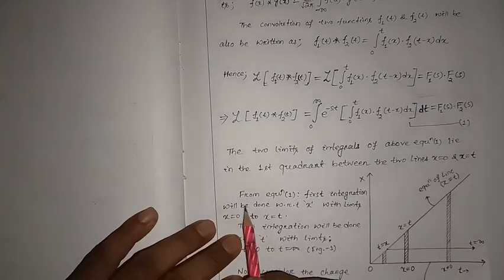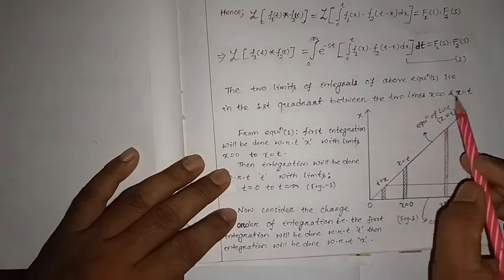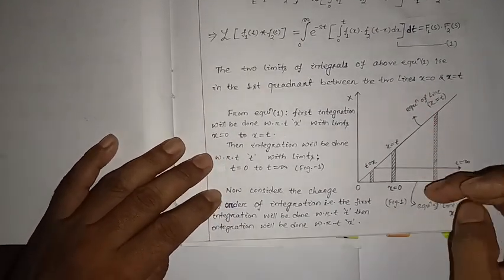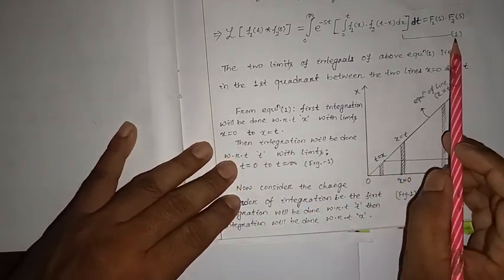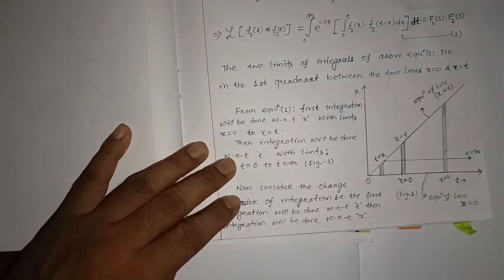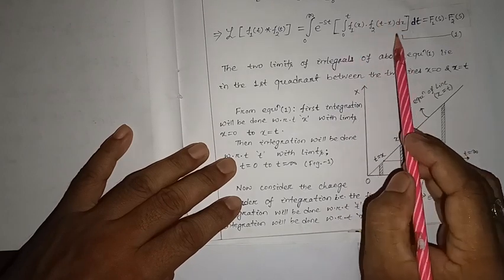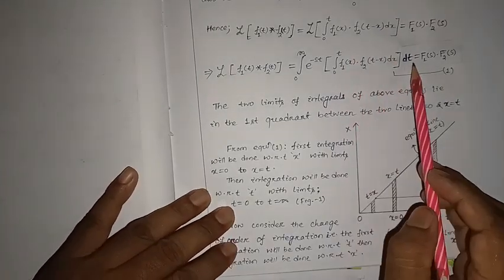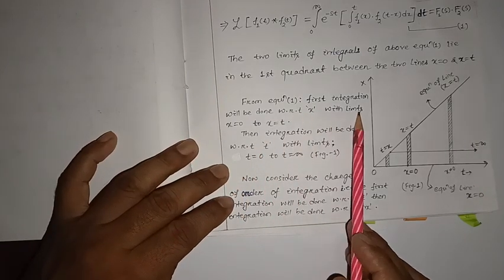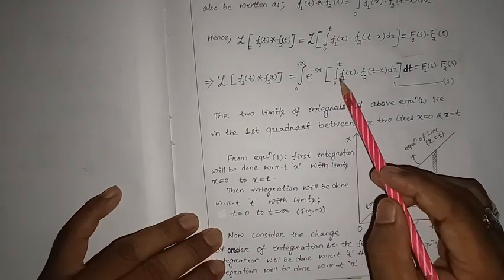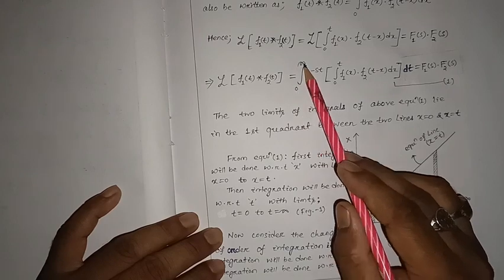So from equation number 1, we found the first quadrant in between the two lines, x equal to 0 and x equal to t. In between these two lines, all the variables can be found and we are going to integrate. From equation number 1, first integration will be done with respect to x, then with respect to t. The integration with respect to x has limits x equal to 0 to x equal to t, then with respect to t with t equal to 0 to t equal to infinity.